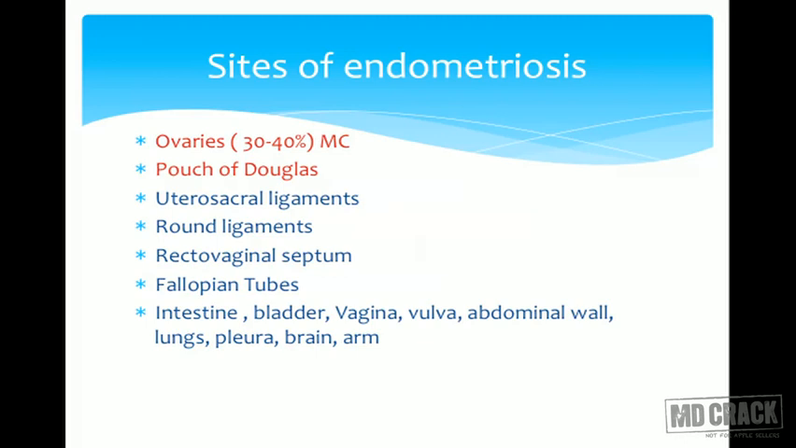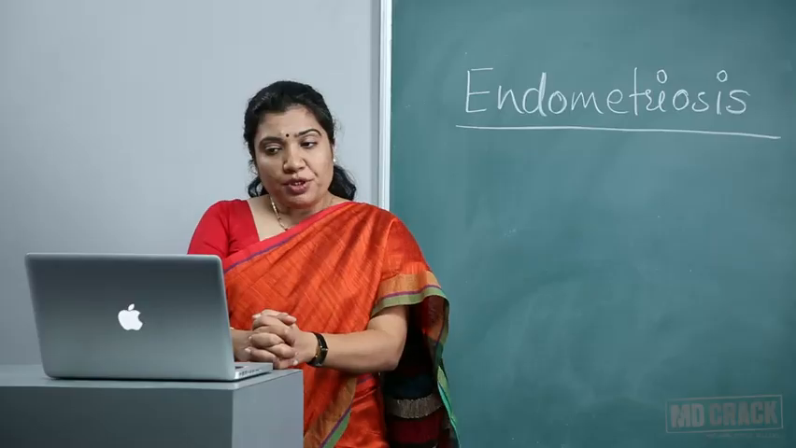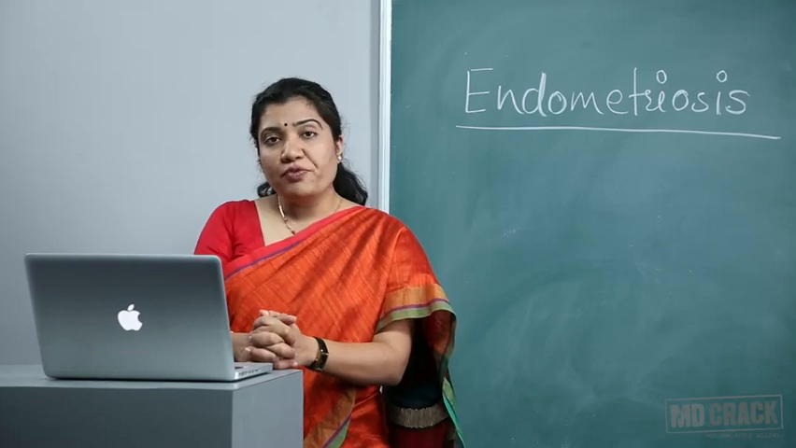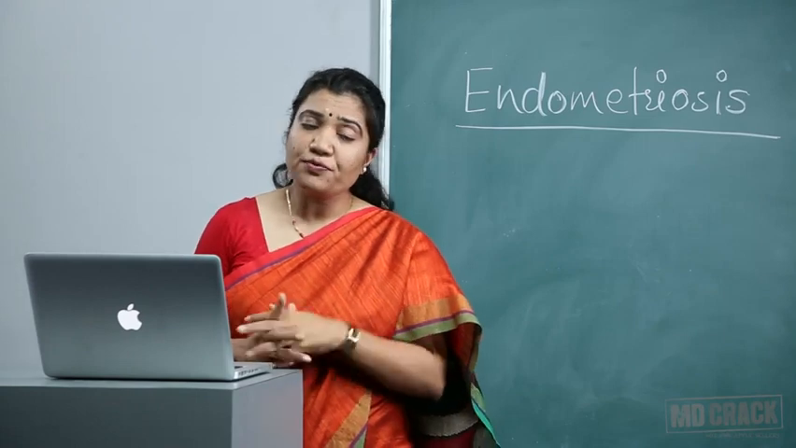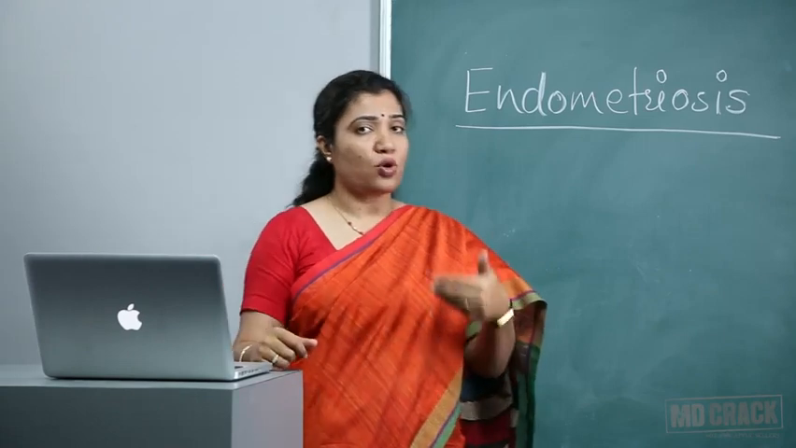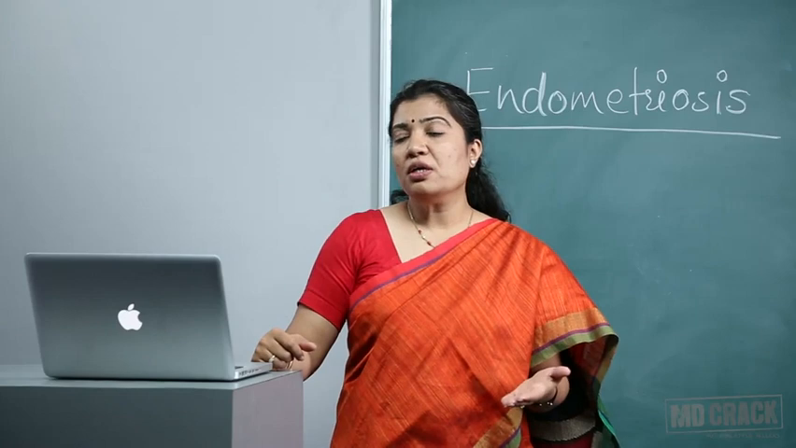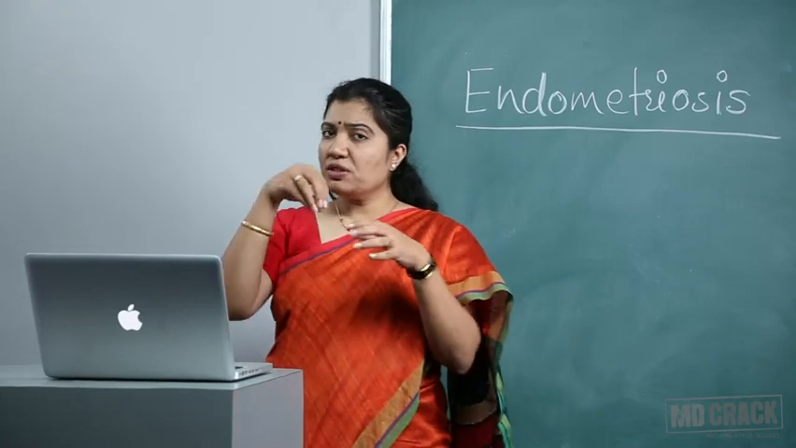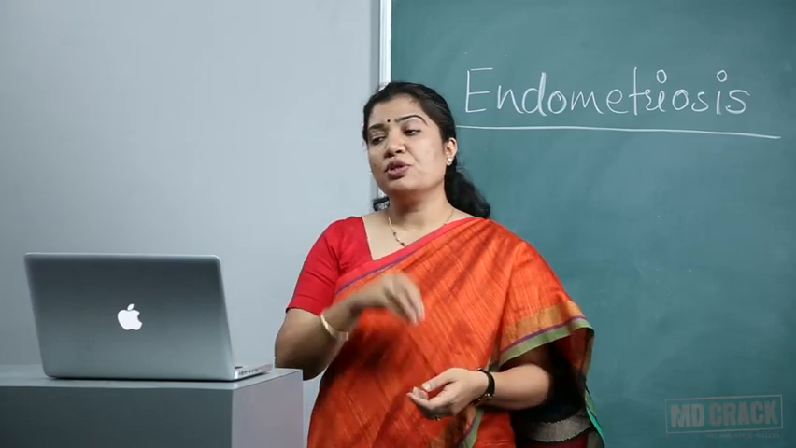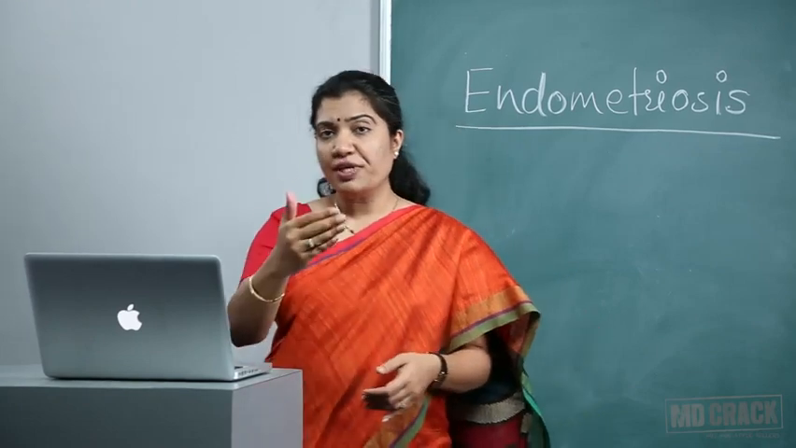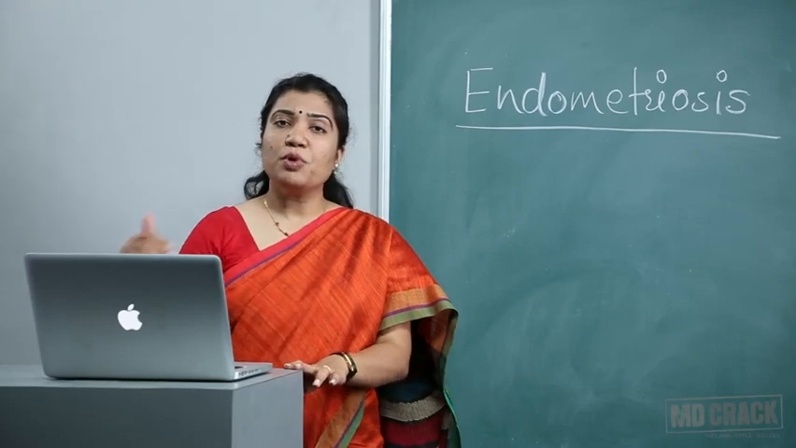Now, what are the sites? You think of an organ and you will find that endometriosis can reach there. But the most common site is the ovaries. 30 to 40% of patients have ovarian involvement and there is formation of cyst. The next most common site, if your MCQ has no ovaries as an option, the next site you should think of is pouch of Douglas. Because it's most dependent in the peritoneal cavity, anything can come and get dislodged or placed over there. So ovaries first common, second common, pouch of Douglas.